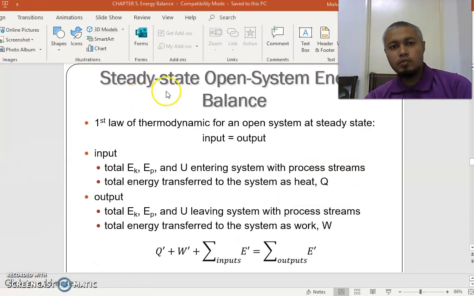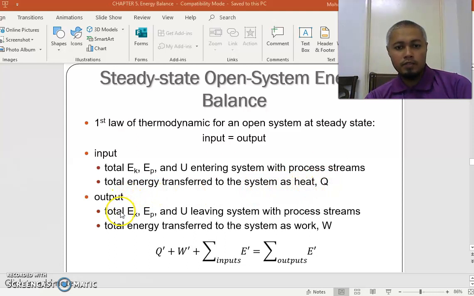Now let's move to the steady state open system energy balance. As we learned before, the first law of thermodynamics for an open system at steady state tells us that we have input equals output, because we don't have the accumulation term. So input is total kinetic energy, total potential energy, internal energy entering the system with process stream, and then we have total energy transferred to the system as heat Q. Transferred to the system means positive Q.